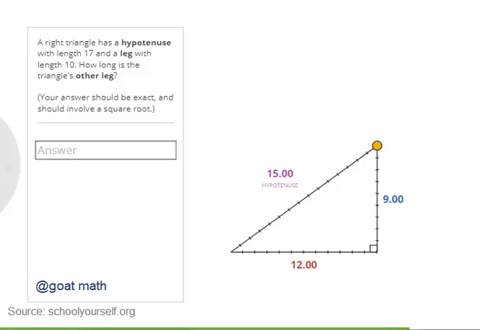So you can use the Pythagorean theorem, a squared plus b squared equals c squared, to solve for the hypotenuse when you know the two legs, and you can also use it to solve for one of the legs when you know the other leg and the hypotenuse.